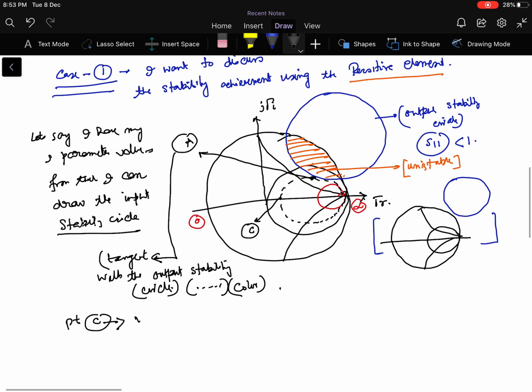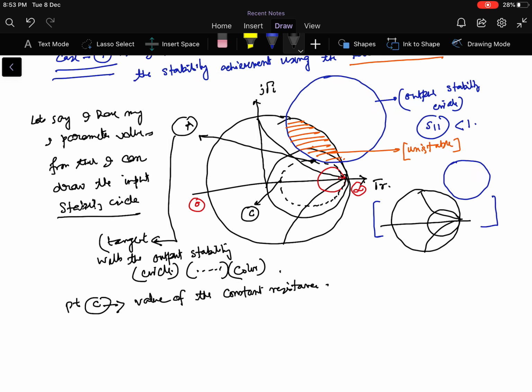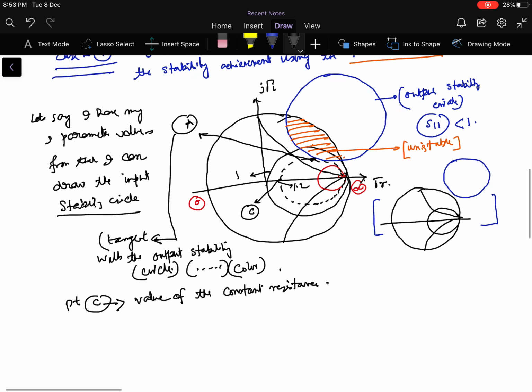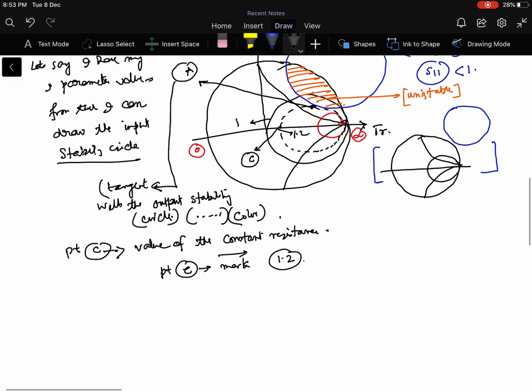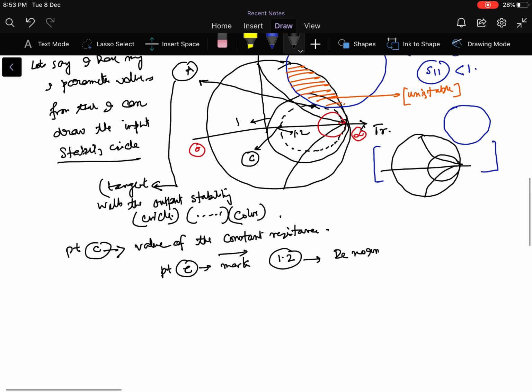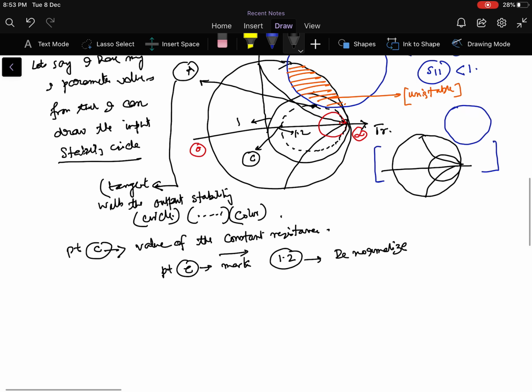The point C is the value of the constant resistance. Let's say how much it is coming. This is abruptly drawn, but since it is coming here, let's say if it is 1 normalized, it is coming 1.2. So I am taking the point C value and marking it, getting it from the real axis where it is cutting the Z Smith chart. I noted the value, which is normalized 1.2. Now I will denormalize it.